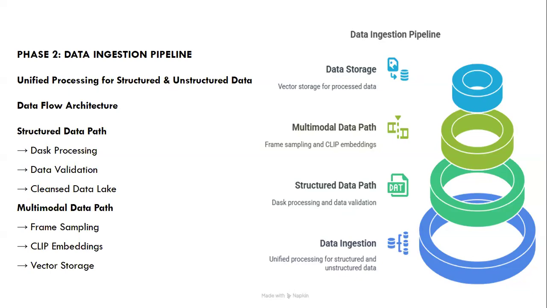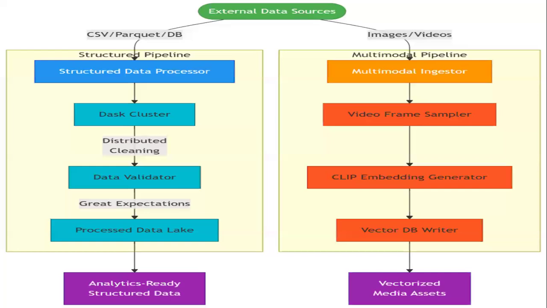With the help of that data, we can use it to train the model. So this is the data ingestion pipeline phase. After that, here we can see the data we can get from CSV format or images. Then we process the data, then data cluster, data validation, and process into the data lake, and then the data is ready for analysis purposes.